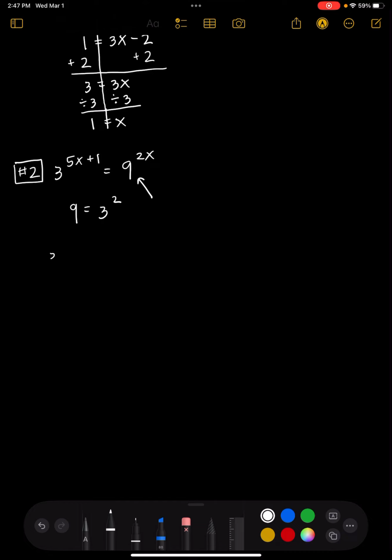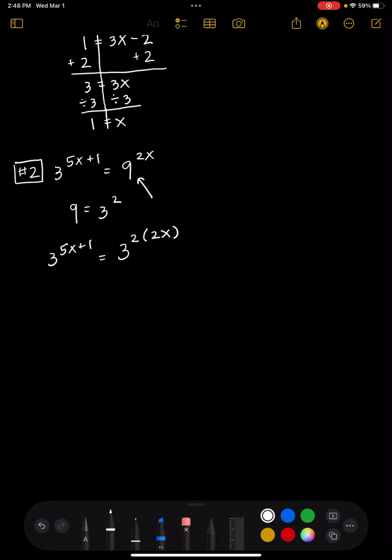So what I'm going to do is rewrite the left side because I'm not going to touch the left side. But on the right side, I'm going to replace the 9 with a 3 squared, which makes it 3 squared. But then that 2x is still there. I'm just going to put it in parentheses and shove it next to the 2 from the 3 squared.